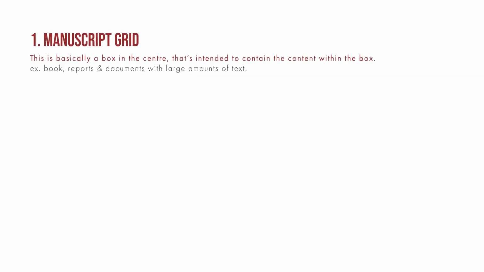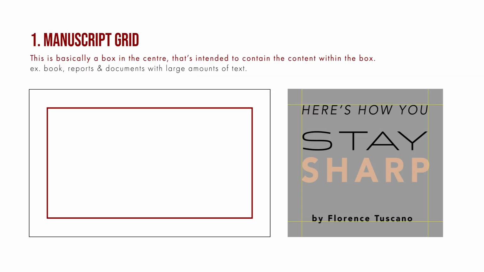Number 1, the manuscript grid. This is your most basic grid. Essentially, it's a rectangle. It doesn't have to be a rectangle. It's basically a box that's centered in the middle. For what projects would you use these? You would use these for reports, books, book covers, anything where the content is placed in the center space, like documents with large amounts of text. This grid or this box is kind of like a margin or padding for the outside.